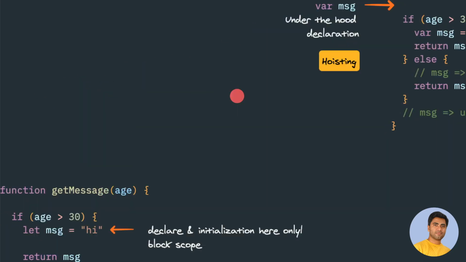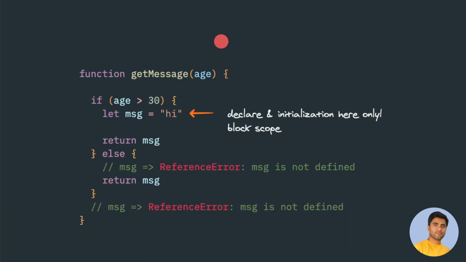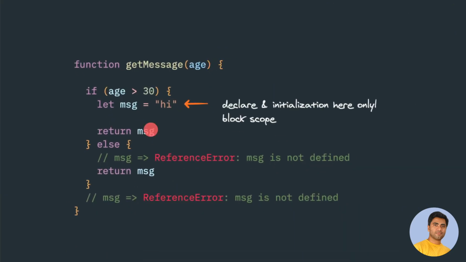Let's see how let will behave. For example, here, instead of var, we replace it with let, and we initialize it here to hi. In this case, it will be declared and initialized only inside this block scope. Block means the curly bracket. Curly brackets are nothing but what is known as a block. If you don't have this curly bracket, the block would be this function.